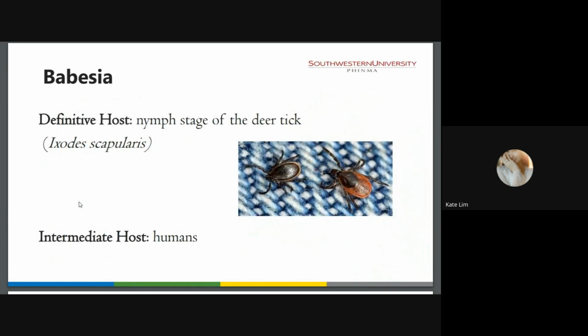Okay, so this is the definitive host of your Babesia. If the definitive host in malaria is the mosquito, or your female Anopheles mosquito, in here the definitive hosts are the ticks, the deer ticks to be specific, the Ixodes scapularis, and then the intermediate host would still be the humans.